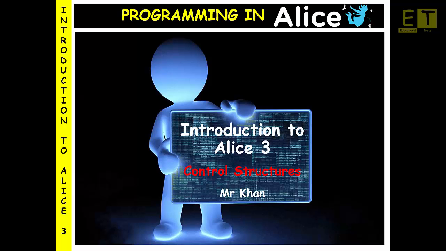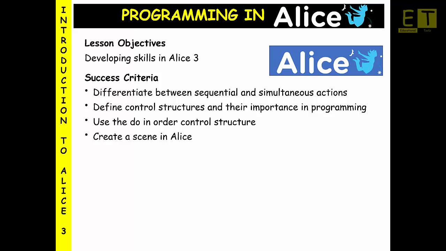So we know the session's about control structures. Let's see what our objectives are for today's session. Our objectives are developing skills in Alice 3, and in order for you to be successful in today's session, you should be able to differentiate between sequential and simultaneous actions, define control structures and their importance in programming, use the do-in-order control structure and create a scene in Alice. If you use the do-in-order control structure today, you should be able to create a scene then. So meeting one of them will ensure that you meet both of them.